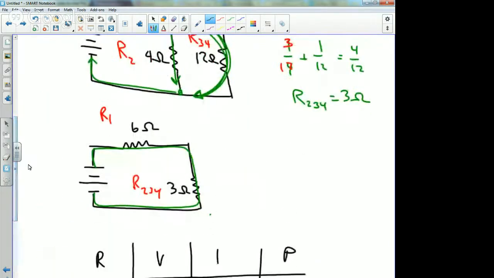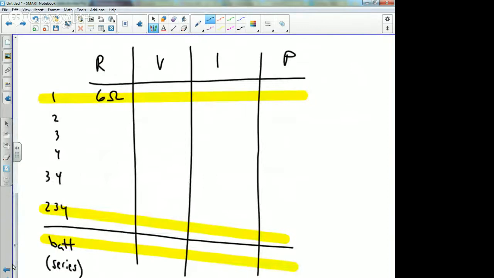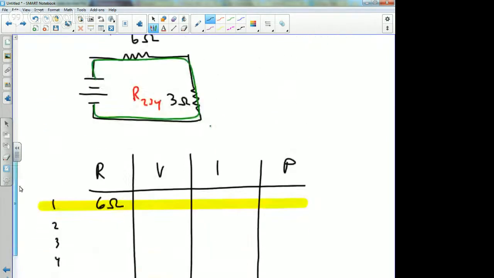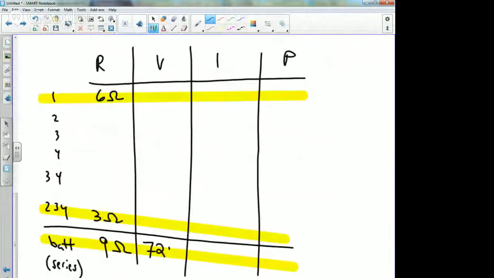So in this case, I'm only looking at this very last one. 1 and 234 is 6 ohms, 3 ohms. And you can see that overall, the total, of course, is 9 ohms. Now, with the 9 ohms there, I know that the voltage of the battery was 72 volts. I don't actually fill in the rest of the chart yet. So now, with the 72 volts, what's the current? V equals IR. 72 divided by 9, which is 8. Okay.